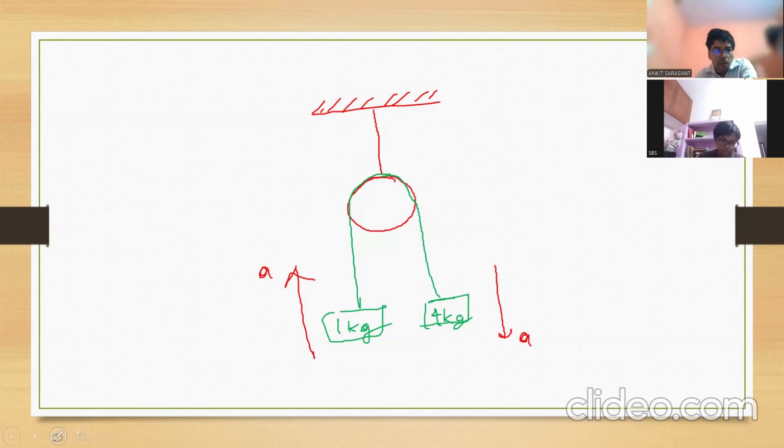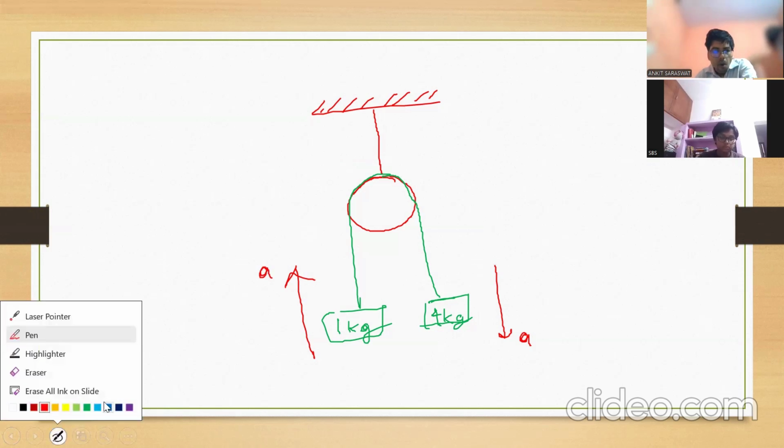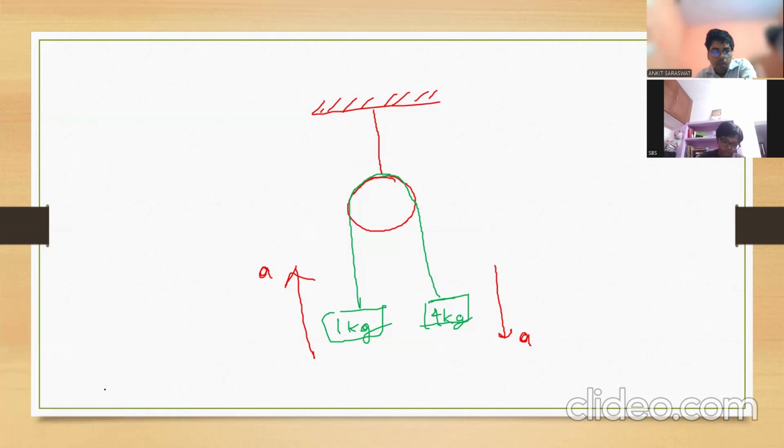Clear? Any doubt till now? Why are both A? Since the pulley is fixed. If the pulley is movable, then both are not A. We can't say that if the 4 kg block is moving with acceleration A, the 1 kg block is also going with acceleration A. We are not sure.